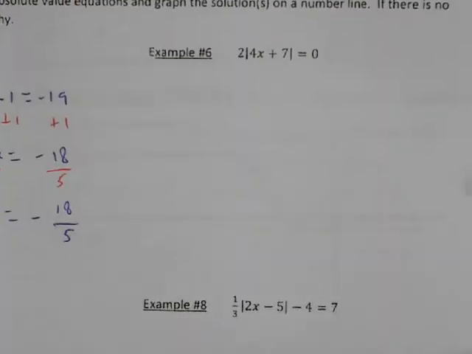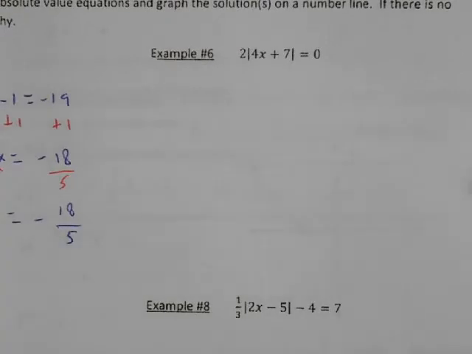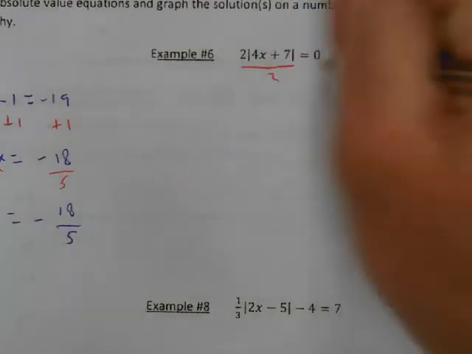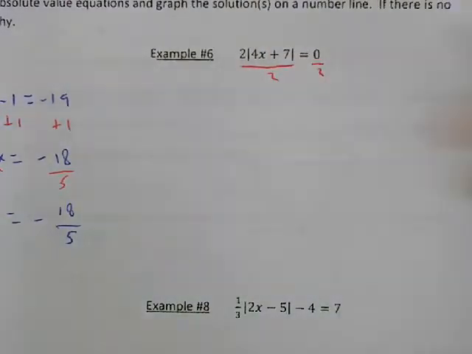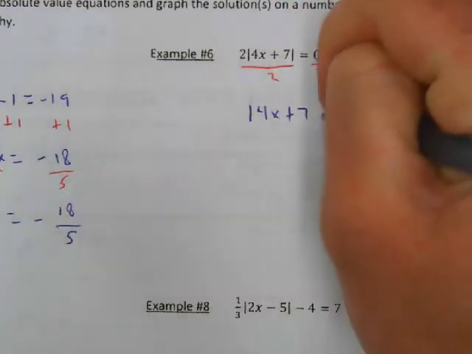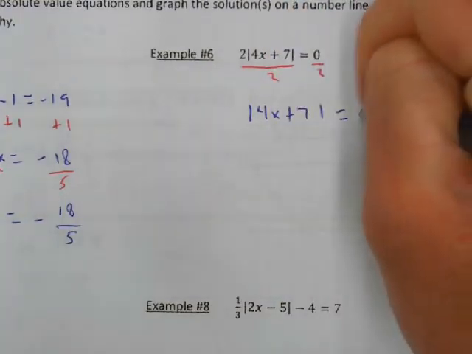All right, next one, example 6. Now let's see, we want to get the absolute value part by itself. So let's start by dividing both sides by 2, which gives us the absolute value of 4x plus 7 equals, well, still 0.